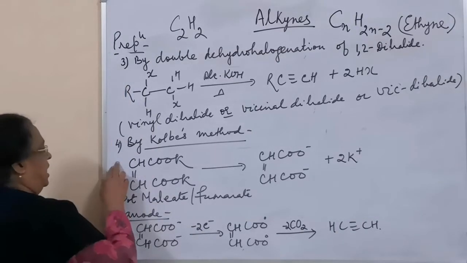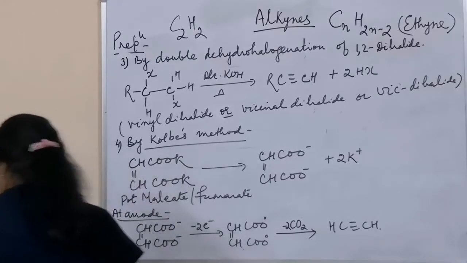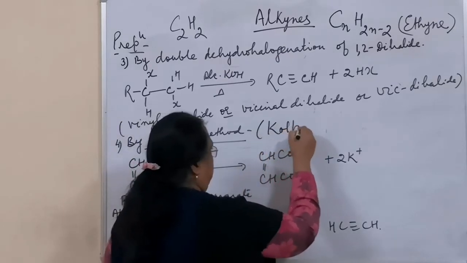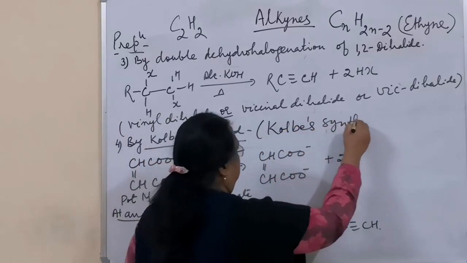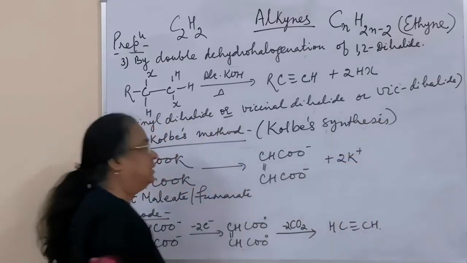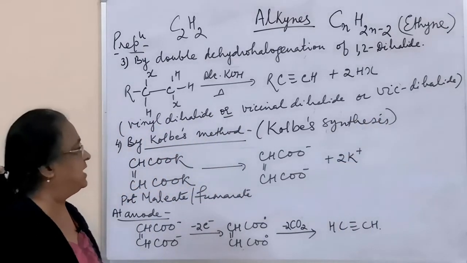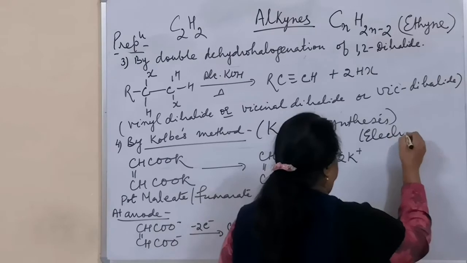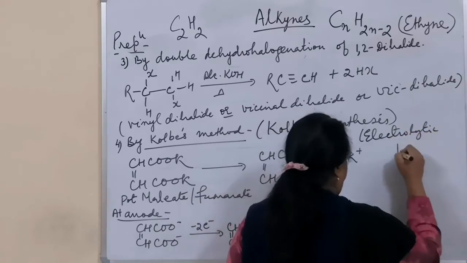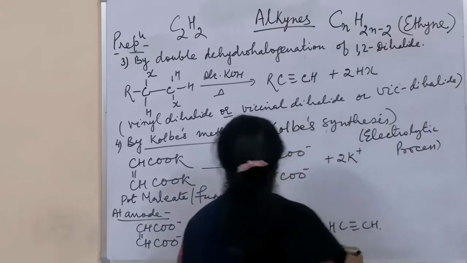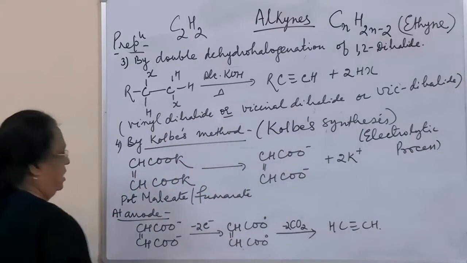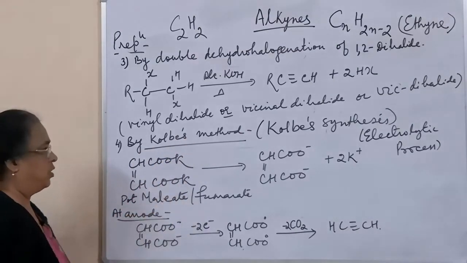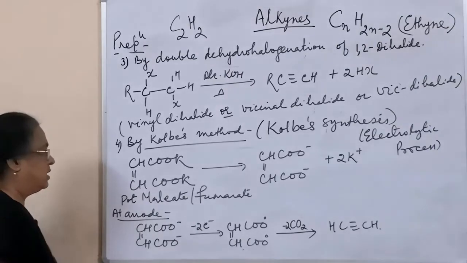Now the fourth and last method, Kolbe's method, also called Kolbe's synthesis. You have studied this method in alkane preparation, and you know this is an electrolytic process. In Kolbe's method we always use the sodium or potassium salt of the corresponding carboxylic acid.